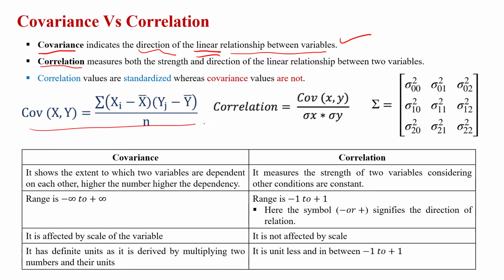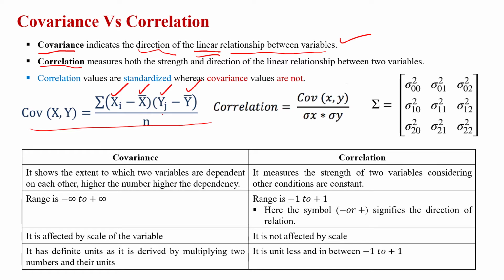The formula is here. x represents the first variable and x bar is the average of that variable. The second variable is y, and this is the average of the second variable, where i and j represent the different observations. We multiply these and then take the average.